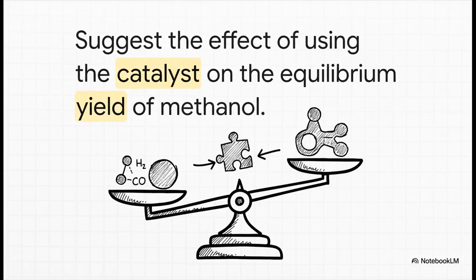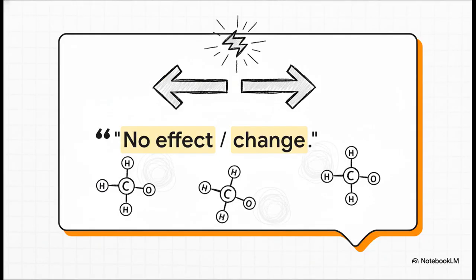And for the final mark, question 9.7. This is a pure test of your understanding of what catalysts do and, just as importantly, what they don't do. So, what effect do they have on the final equilibrium position? And the answer couldn't be simpler. No effect, or no change.